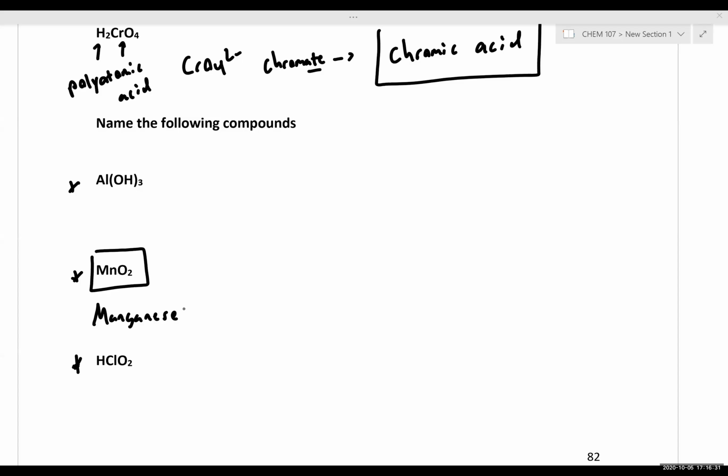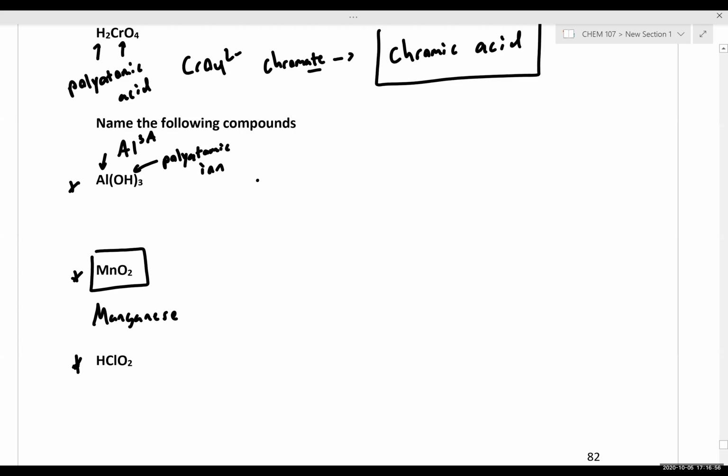Okay, so let's discuss this example. Aluminum is a group 3A metal, and hydroxide is a polyatomic ion. So as such, we name this as a polyatomic ion containing ionic compound.